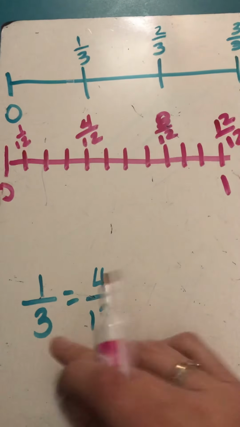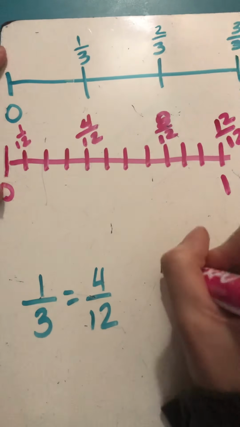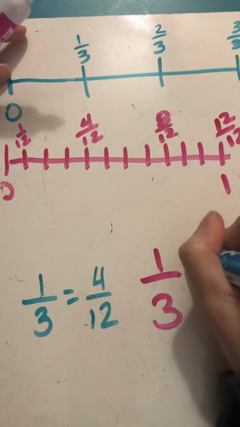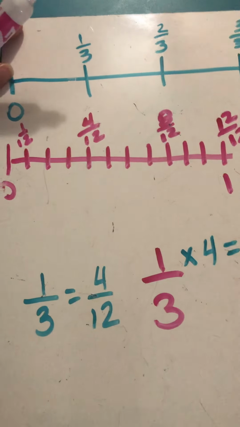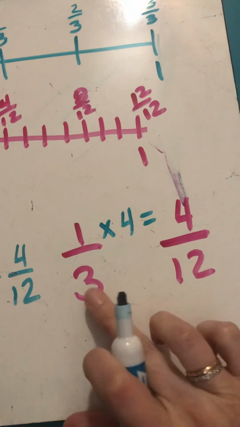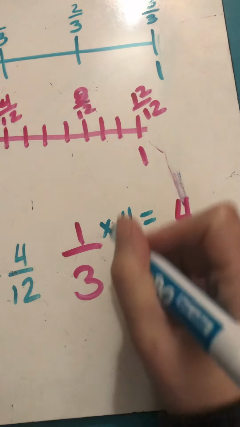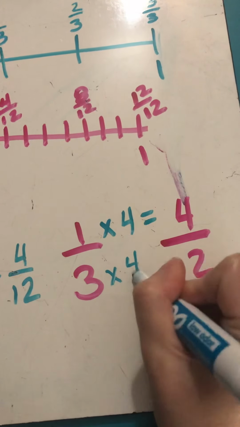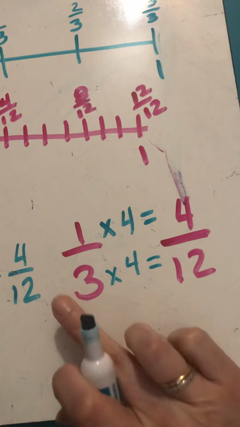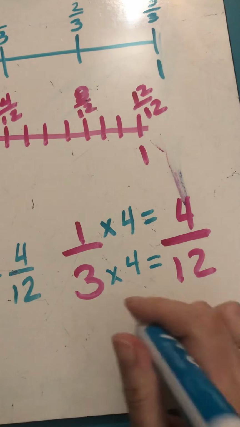So let's see here. Let's look at our 1/3 and our 4/12. So I'm going to write my 1/3 here. What would I have to multiply my numerator 1 by in order to get 4? Well, 1 times what equals 4? Well, 1 times 4 equals 4. Okay, so 1 times 4 equals 4. Whatever I do to the top, I have to do to the bottom. So 3 times 4, what does that equal? Well, that equals 12. So can we say that 1/3 and 4/12 are equal?